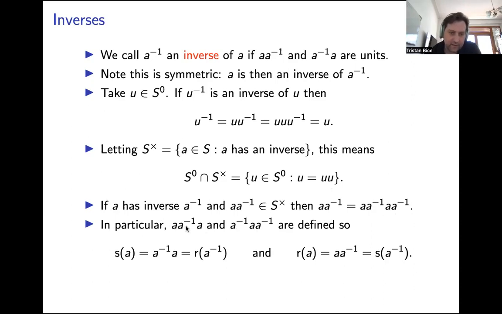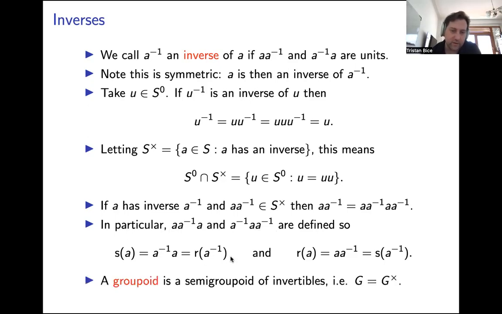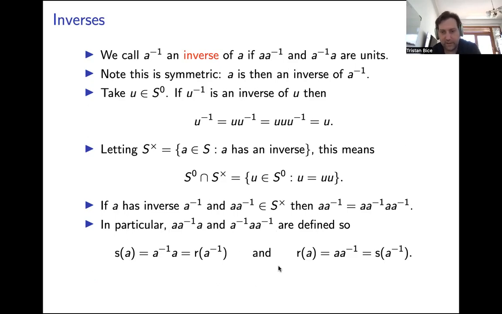You can also easily work out what they are. Because A inverse A, by definition, this right-hand side has to be a unit. So that's really just A. Or equivalently, you could look at the left-hand side and say, well, that's a unit, so it has to be A. In particular, this A inverse A, if you look at this expression, appears to the right of A. So this has to be, in fact, the source unit of A. Or equivalently, looking over here, this A inverse A appears on the left of A inverse. So it's also the same as the range unit of A inverse. And likewise, the range of A is A A inverse, which is exactly the same as the source of A inverse.